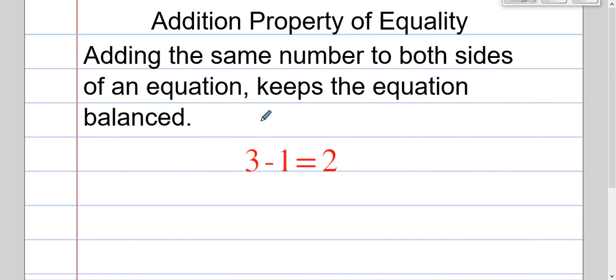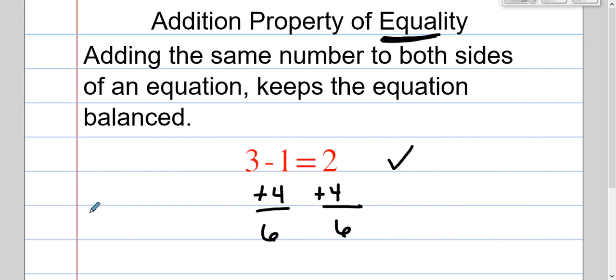So with that, the equality properties that we're going to cover are for addition, subtraction, multiplication, and division. The addition property of equality basically means we're talking about an equation again, because we see that equal sign in it, right? It states that if I add one number to one side of the equal sign, I need to add it to the other. So here I've got 3 minus 1 equals 2. Yes, this is a balanced equation. It's true. So with that said, if I add 4 to one side, I have to add 4 to the other side in order for it to remain balanced, and then I would get 6 and 6.